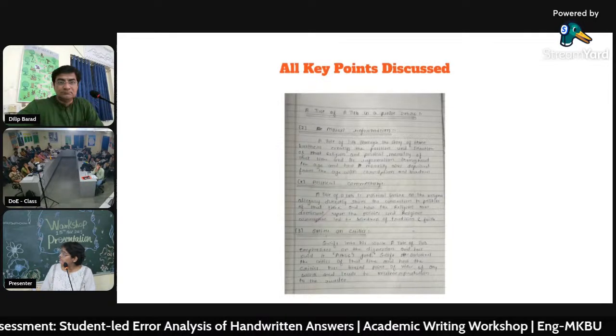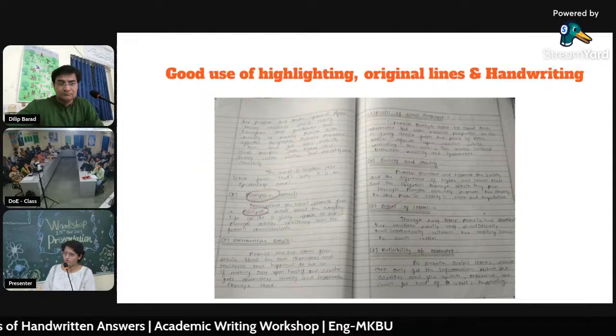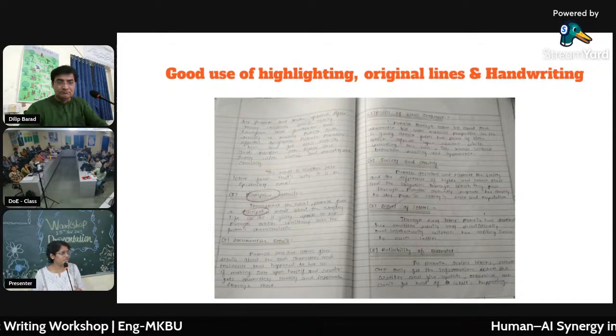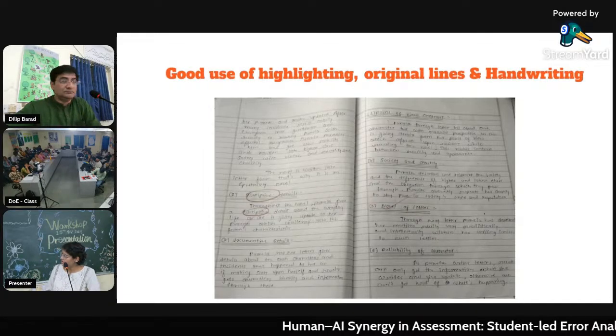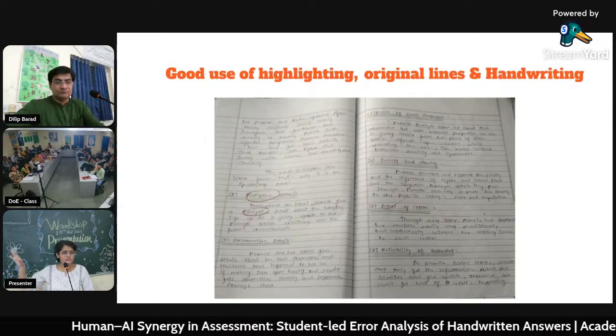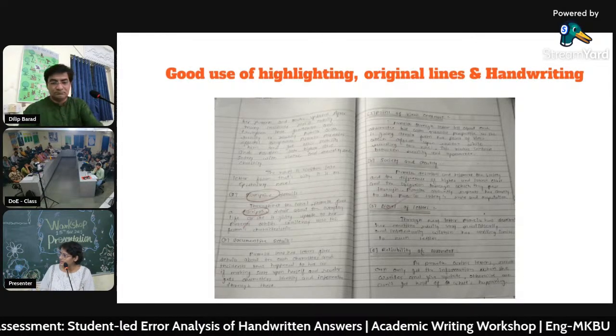Next slide, please. Then good use of highlighting the important points, original lines have been taken, and even the handwriting is good enough so that people can actually read the answer which is written. So all the points have been highlighted, although there are some spelling errors, but the explanation makes up for it. So then that is done.